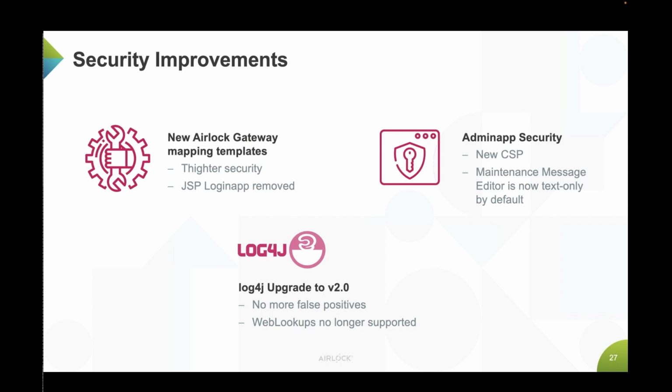Unfortunately, the Log4j team has removed support for web lookups. So if you've been using those in the past, you have to reconfigure the Log4j setup. If you haven't been using web lookups, the automatic migration should do everything for you, and the logging should just continue to work normally. So that's it from my side for new features, but we're not done yet.